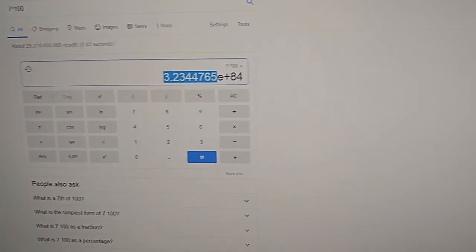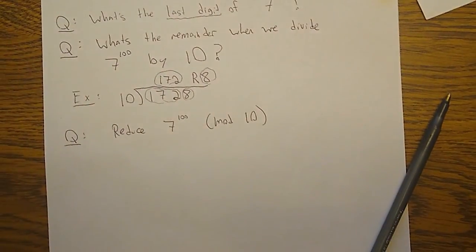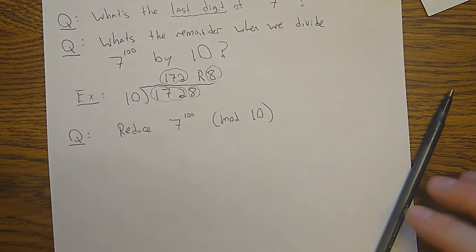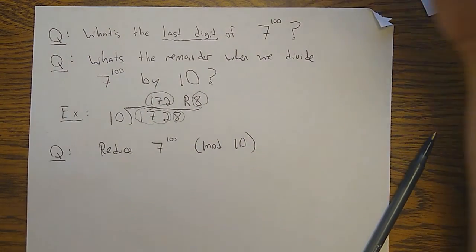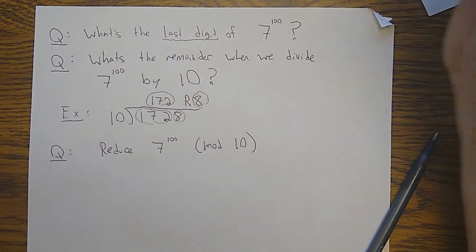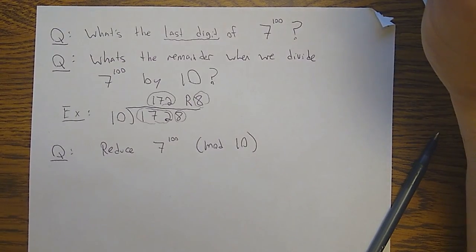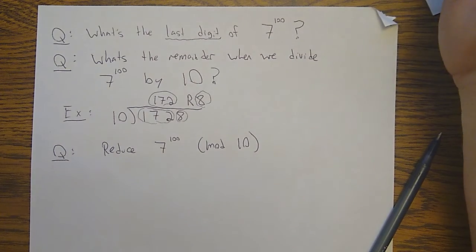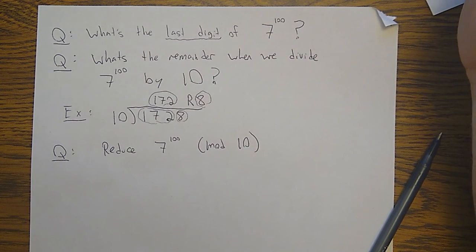So how are we going to do this? We are going to do this with modular arithmetic. So the original question was, what's the last digit of 7 to the 100th power? And when I say last digit, of course, I mean in base 10, the way we normally represent numbers.